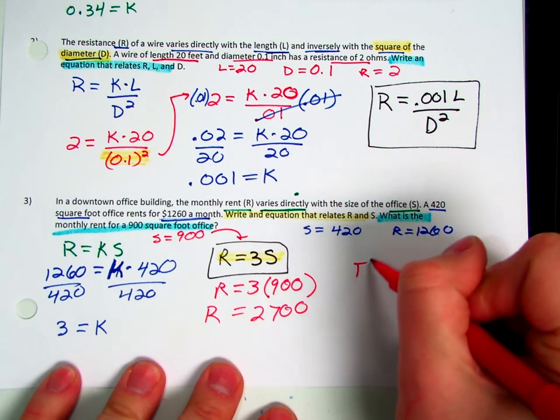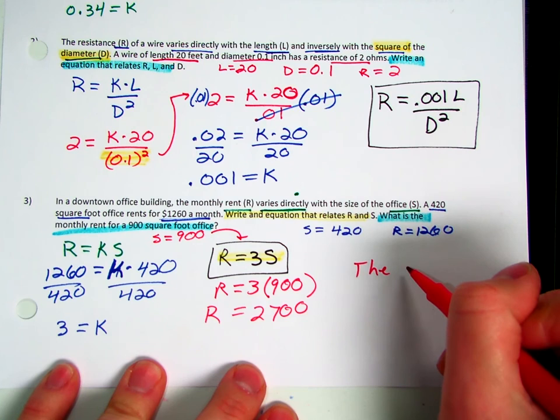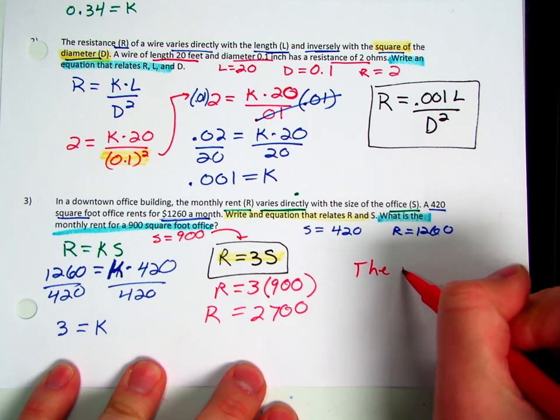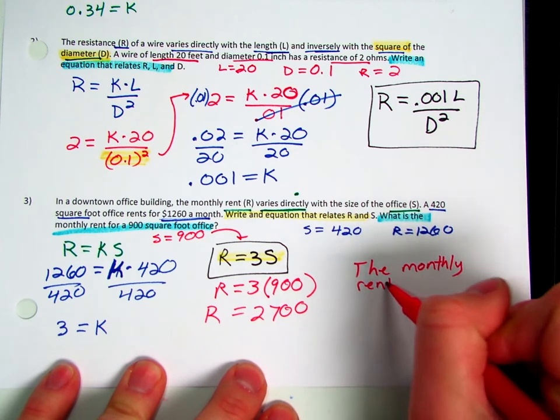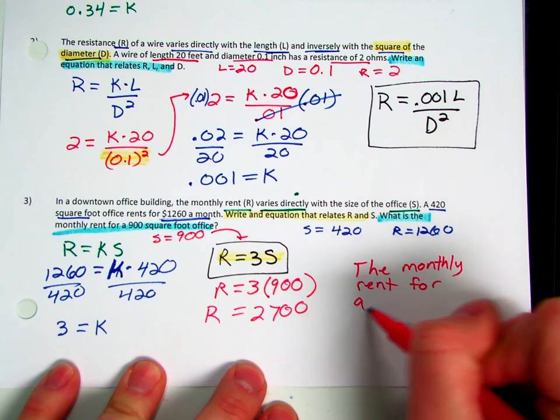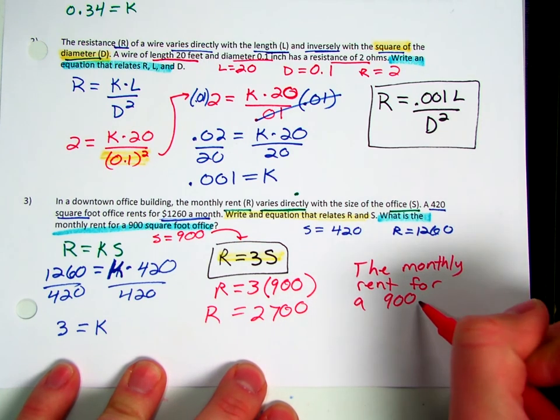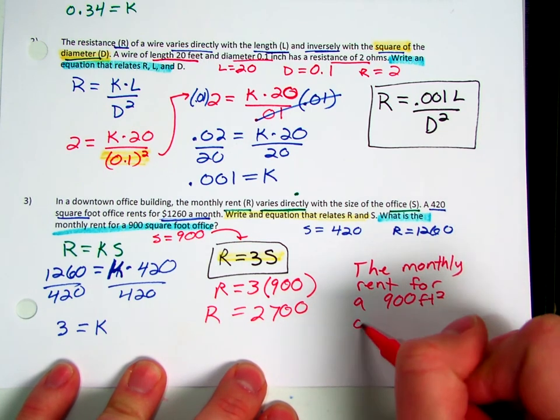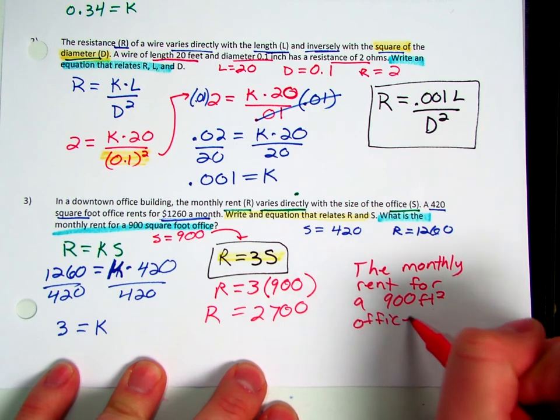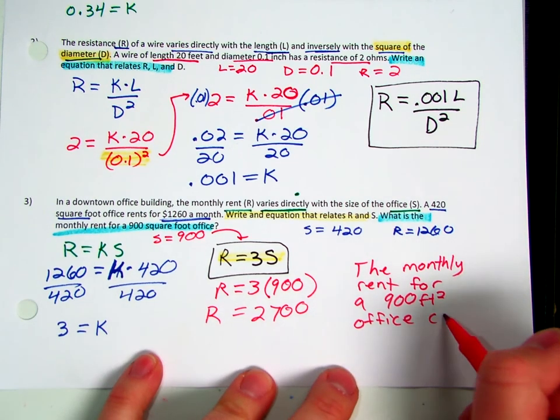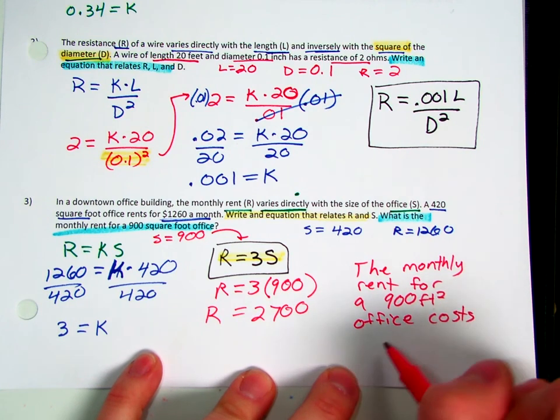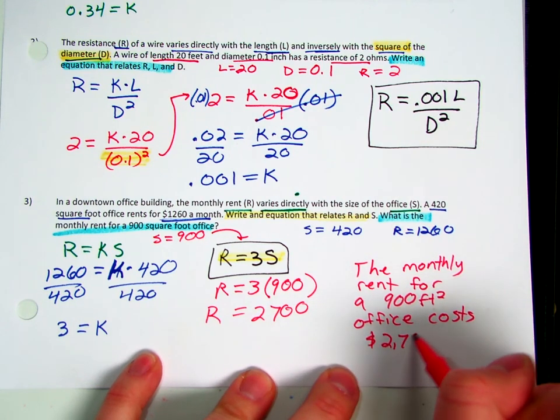So I would say the monthly rent for a 900 square foot office, and you need to put that 900 in there because if it were a different size, it would be a different cost, costs $2,700.